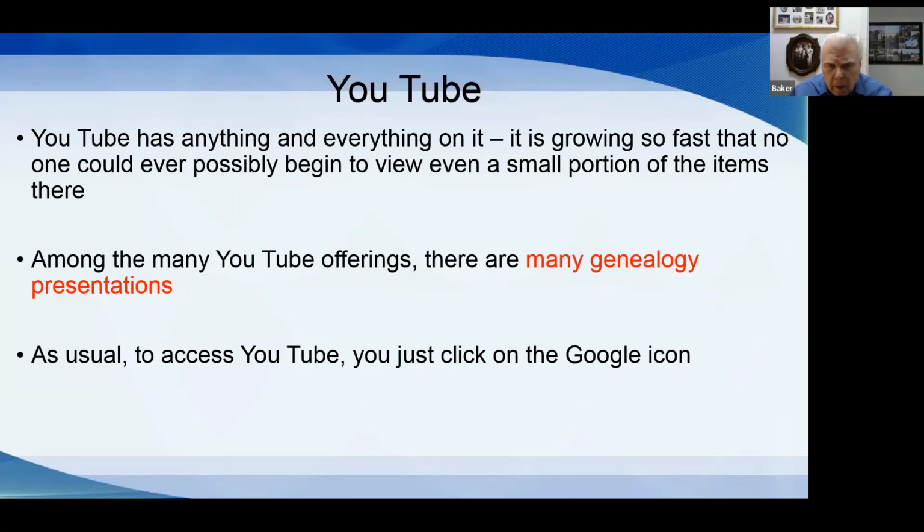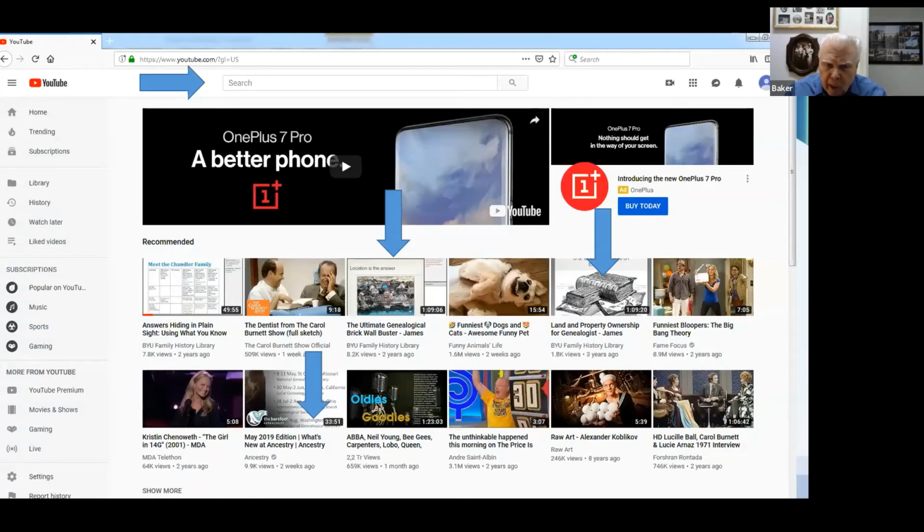YouTube is, again, a Google acquisition, and much like Google, it's got anything and everything on it. And it is growing so fast, nobody could possibly begin to view even a small portion of the items there. And among them, there are many genealogy presentations. So as usual, you click on the Google icon, and I've put some arrows down there where we get some different genealogy stories. You might, in fact, look at some things there and say, hey, there's some other stuff here that's good too.